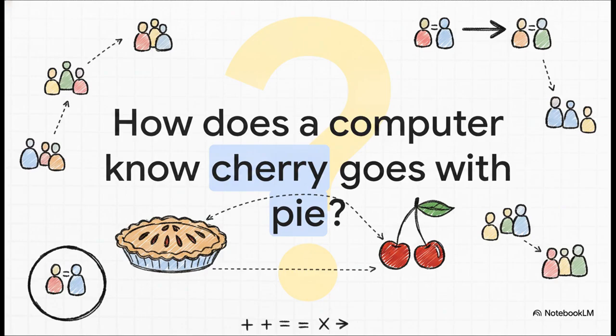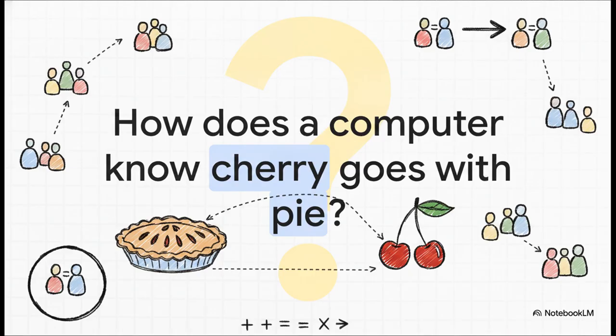So consider this core linguistic mystery. How does a computer actually know that cherry goes with pie? Because to a machine, cherry is literally just a string of data, and pie is just another string of data. To understand how AI links them, I want you to imagine a massive party. You're at this party, you look over and you see two people standing next to each other.